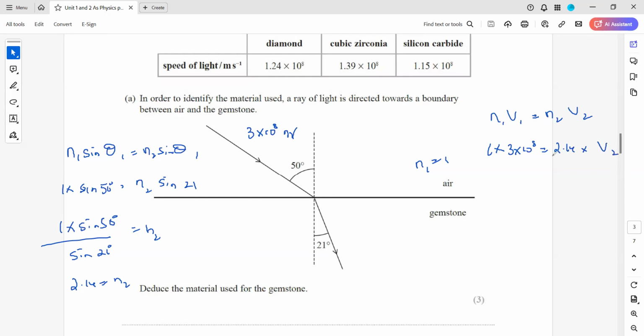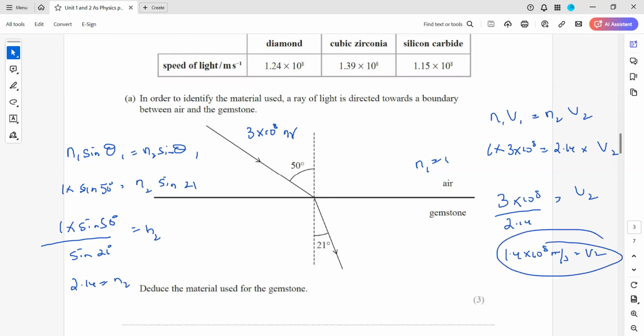And the speed in the second medium we don't know. So this will be 3 into 10 power 8 divided by 2.14. That will give us the speed in the second medium. When you divide, this will be 1.4 exponent 8 meters per second. So this matches with zirconia. So it means that is the gemstone which is used here.